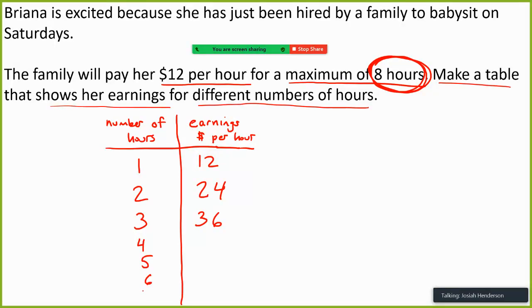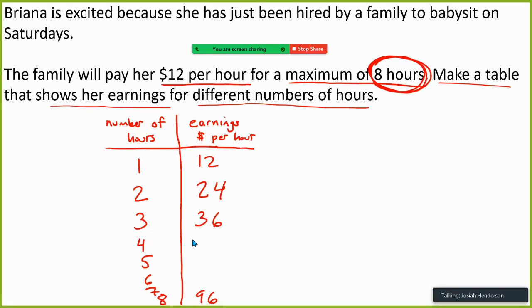Okay, kind of ran out of room here. 7 and 8. Maybe I should have done it higher up. And to skip around, we could multiply 12 times the number of hours. Let's try that. 8 times 12 is 96. Let me test that theory out. Try multiplying 12 by number of hours for one of the lower ones that we've already done. 12 times 3 is 36. That worked. 12 times 2 is 24. That worked. So let's fill in the rest of the table using that shortcut.